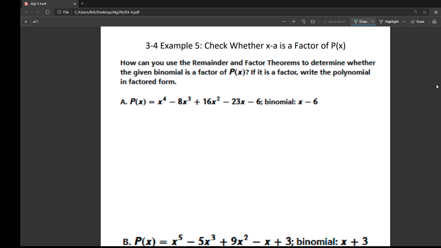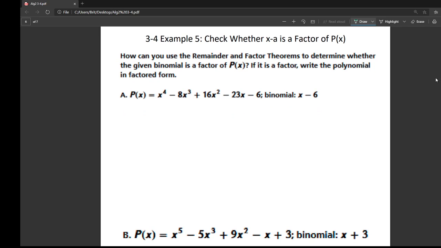And so I have the option of either using the remainder theorem, which is where I plug the value into the function, or what's called the factor theorem. Now the factor theorem is where you do the division and you look at your remainder, and if your remainder is 0, then it is a factor.